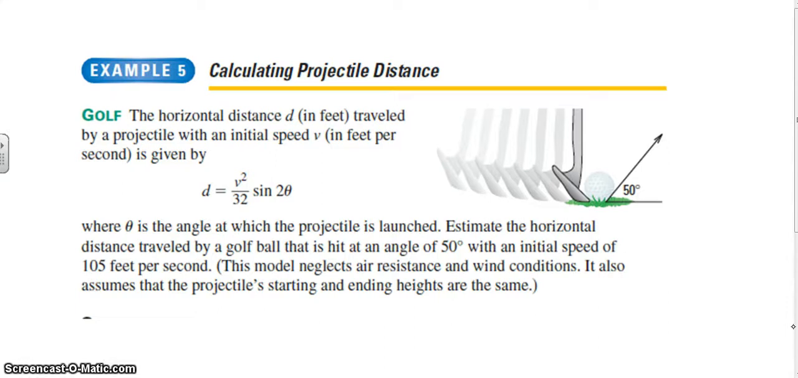The horizontal distance d in feet traveled by a projectile with an initial speed v in feet per second is given by d is equal to v squared over 32 times the sine of 2 theta, where theta is the angle at which the projectile is launched. Estimate the horizontal distance traveled by a golf ball that is hit at an angle of 50 degrees with an initial speed of 105 feet per second. This model neglects air resistance and wind conditions, and it also assumes that the projectile's starting and ending heights are the same.